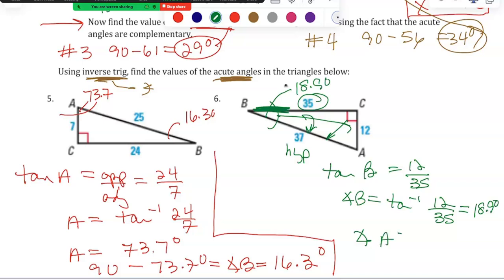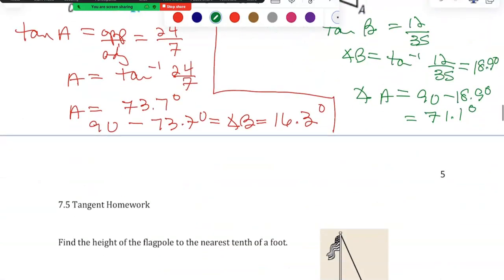Angle A is its complement. 90 minus 18.9 degrees should give you 71.1 degrees, and we are good.